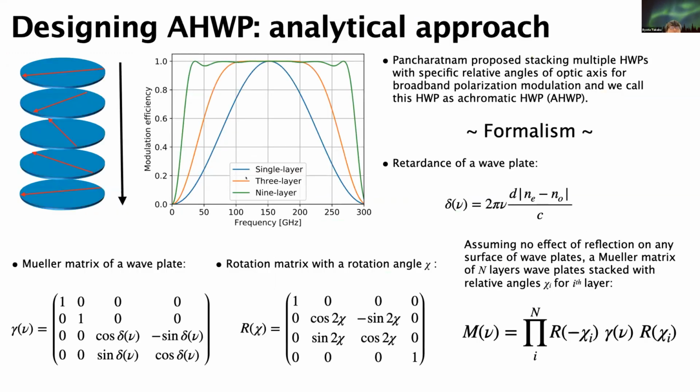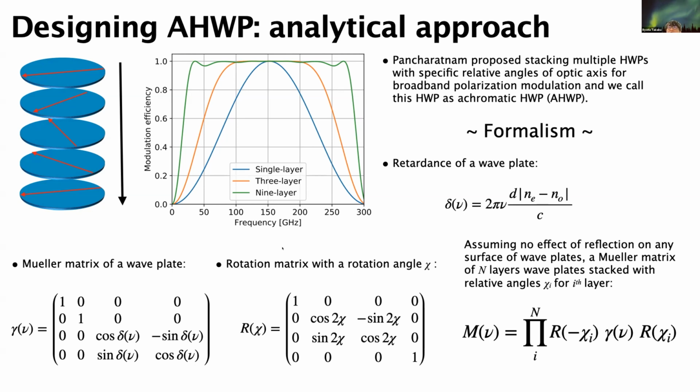In number 1, for designing the achromatic half-wave plate, we can optimize using an analytical approach, and it lets us model the half-wave plate very easily. Basically, stacking half-wave plates for broadband modulation was proposed by Pancharatnam, and we need to optimize the parameters of the half-wave plates, in particular the relative optical axis angles. Assuming no effect of reflection on any surface of the wave plates, we can calculate the Mueller matrix of the multilayer half-wave plate by integrating the Mueller matrix of each half-wave plate and the rotation matrix. The Mueller matrix of each plate can be described using only the retardance of the half-wave plate, so it is an easy calculation.